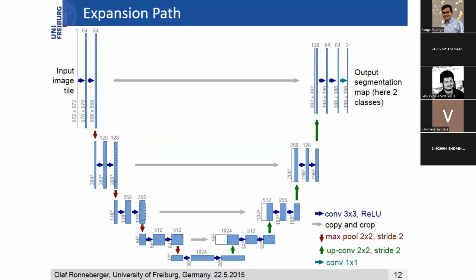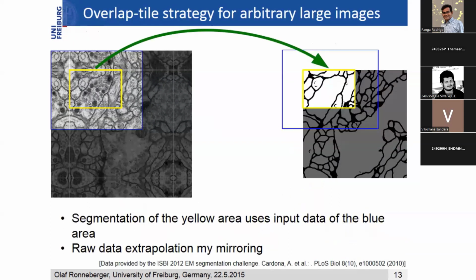The output segmentation map has two channels, one for the foreground and one for the background class. Due to the unpadded convolutions, this map is smaller than the input image. The segmentation of the yellow area uses the input data of the blue area, with an overlap tile.